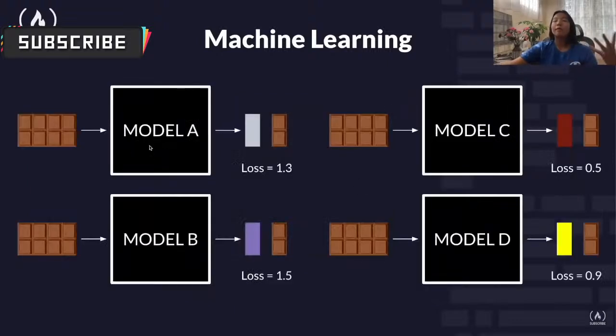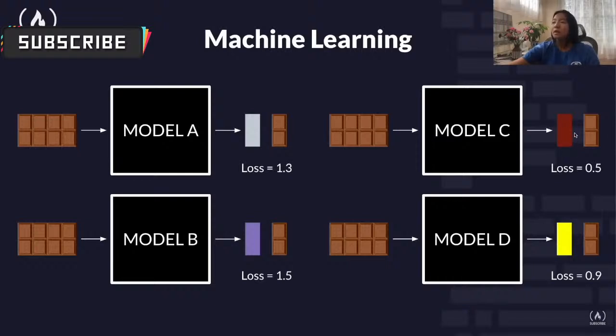So here I have 4 different types of models. I have some sort of data that's being fed into the model and then some output. Okay, so this output here is pretty far from this truth that we want. And so this loss is going to be high. In model B, again, this is pretty far from what we want, so this loss is also going to be high. Let's give it 1.5.